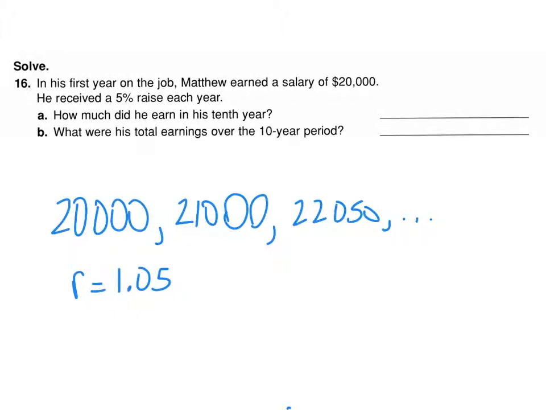A sub n, which for us is a sub 10. Let's write 10. Let's take a term that we know, like 20,000, and multiply by our common ratio of 1.05. And we're going to raise that to the 9th power because 10 minus 1 is 9. And when we do that, we find out that he's going to make $31,026.56 in his 10th year.